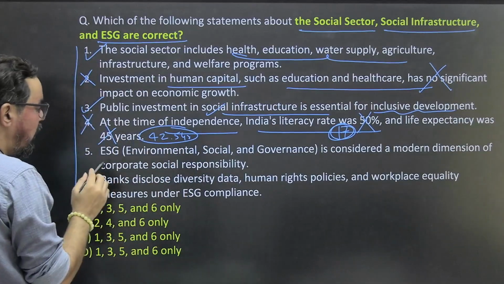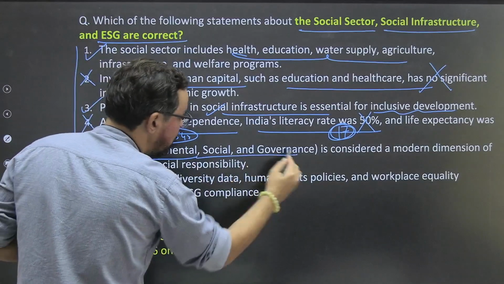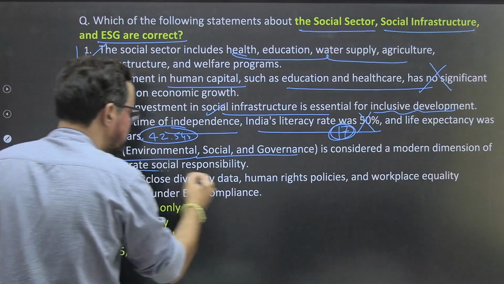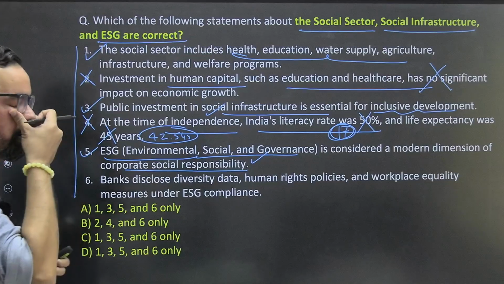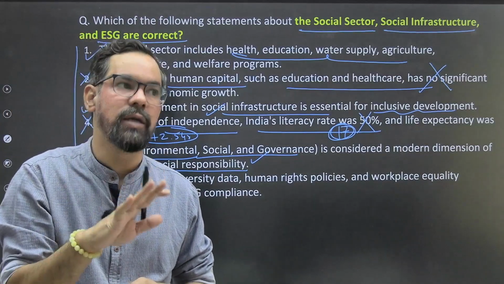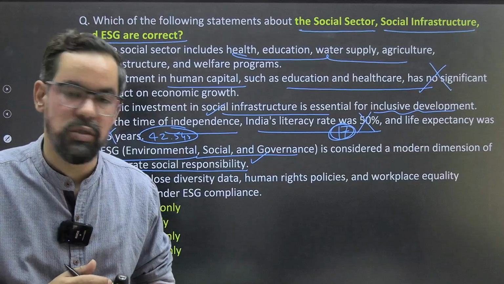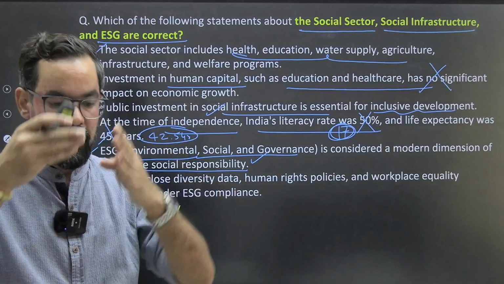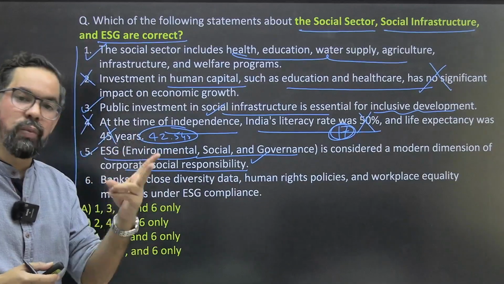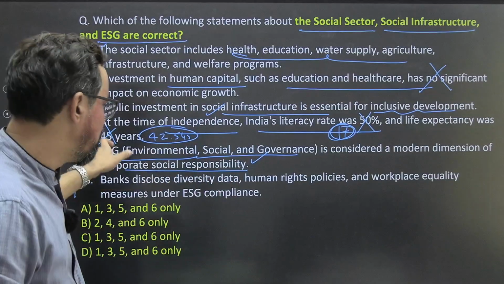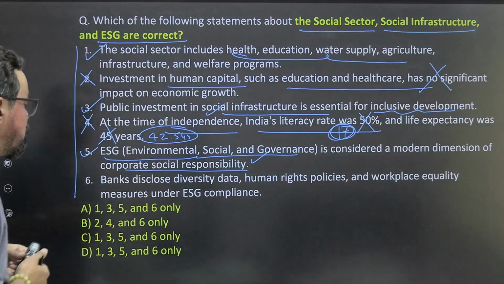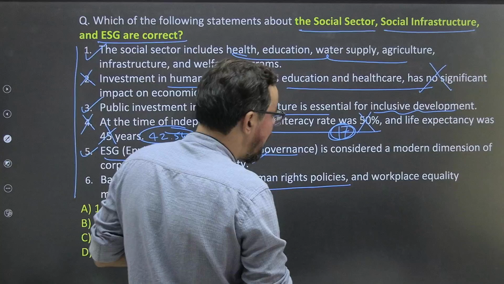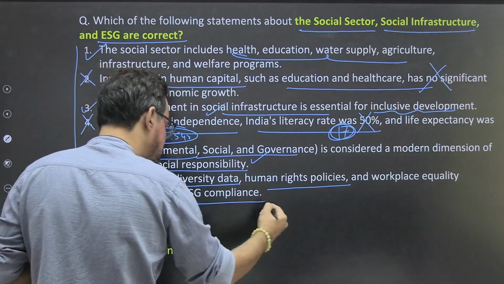So this is wrong. ESG, environmental, social and governance, is considered a modern dimension of corporate social responsibility. 100% true. Whenever we define corporate social responsibility, or even as per the act itself, Section 135 of the Companies Act 2013, the CSR activities are divided between two areas: one is social sector reforms, and the other is environmental, okay? They have to spend 2% of their net profit from the last 3 years on these particular areas. Banks disclose diversity data, human rights policies and workplace equality measures under this. 100% true, okay?